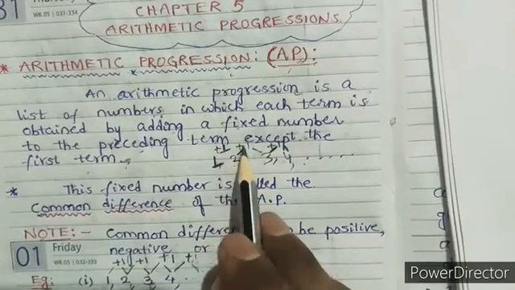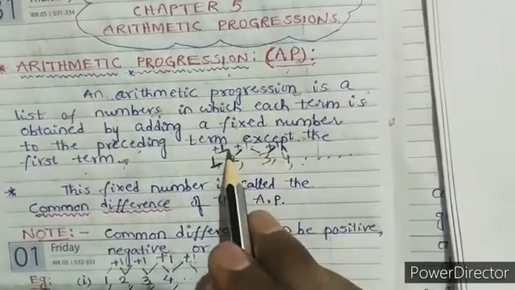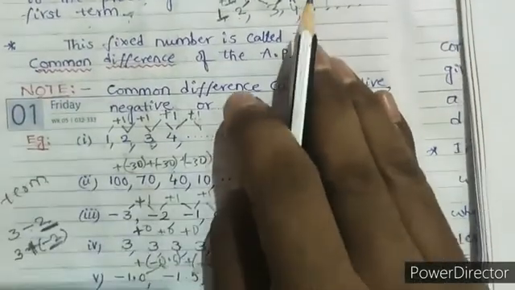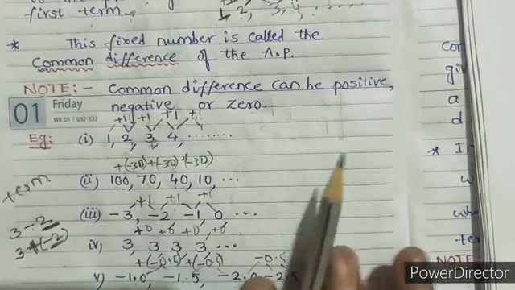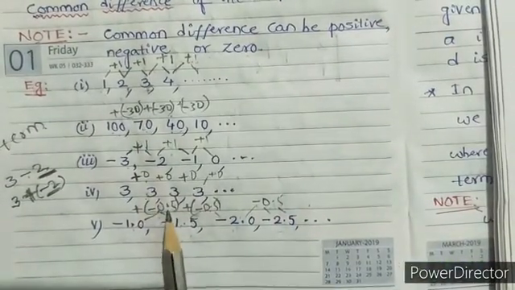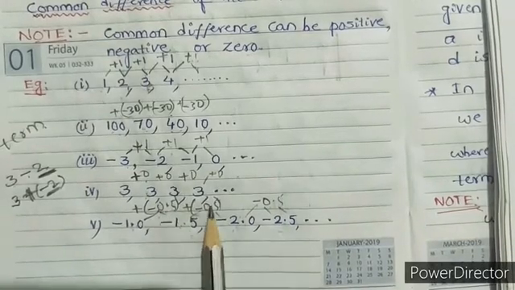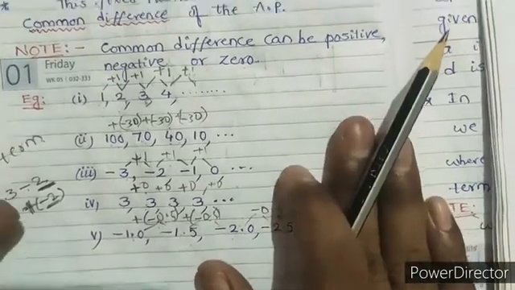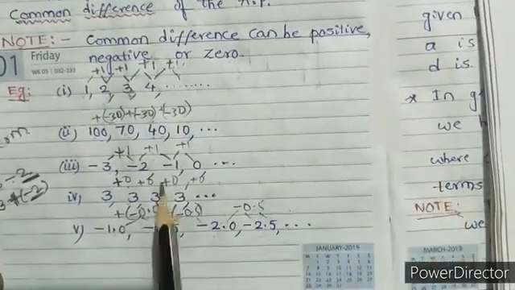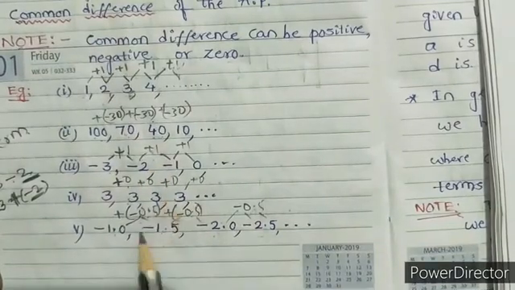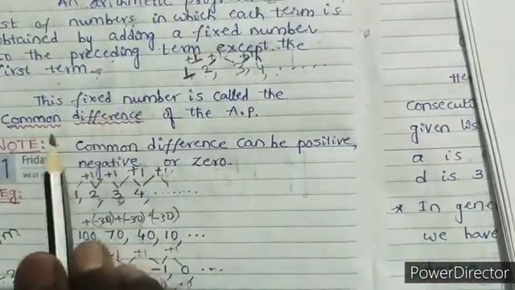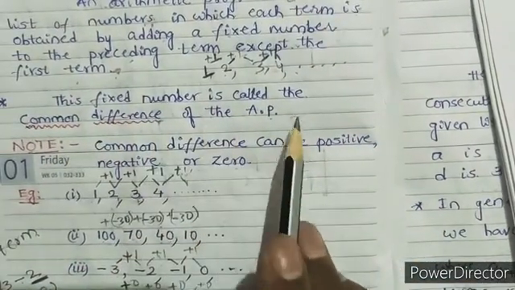Now this fixed number: plus 1, plus 1, plus 1, everywhere we are adding 1. In the second example we are adding minus 30. In the third example we are adding 1. In the fourth example we are adding 0. In the fifth example we are adding minus 0.5. So here the fixed number is 1, here it is minus 30, here it is plus 1, here it is 0, and here it is minus 0.5. This particular fixed number is called the common difference of the AP.